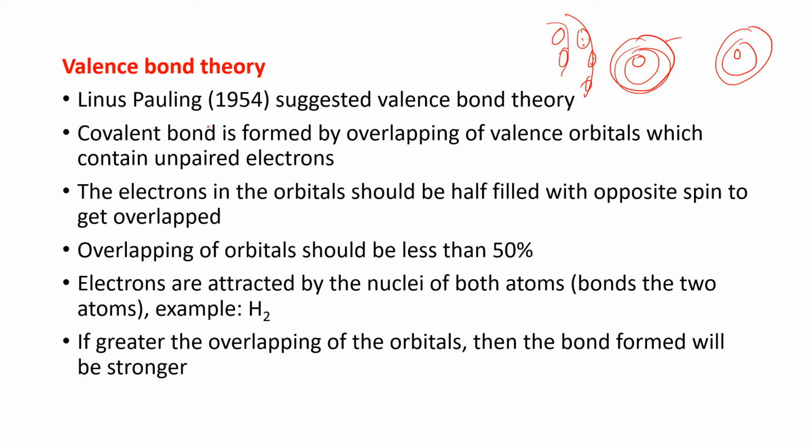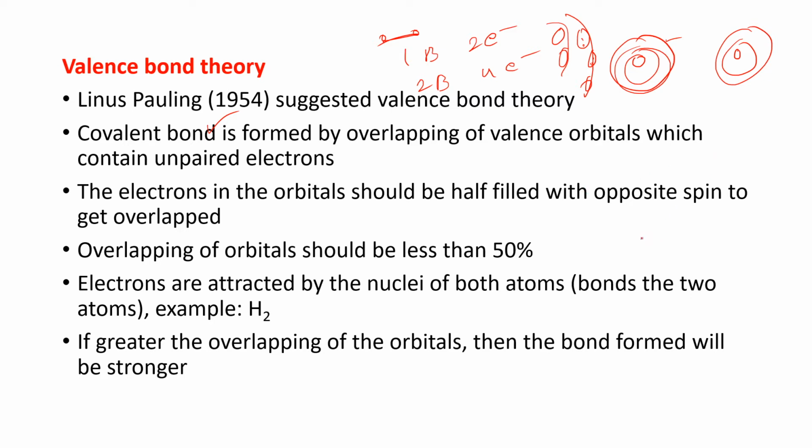That bond is also a covalent bond. In the last lessons we discussed that a covalent bond is formed by the mutual sharing of electrons. These electrons are shared to form a bond. It means that to form one single bond you need two electrons, and for the formation of two bonds we need four electrons, and so on. The electrons in the orbitals should be half filled with opposite spin.